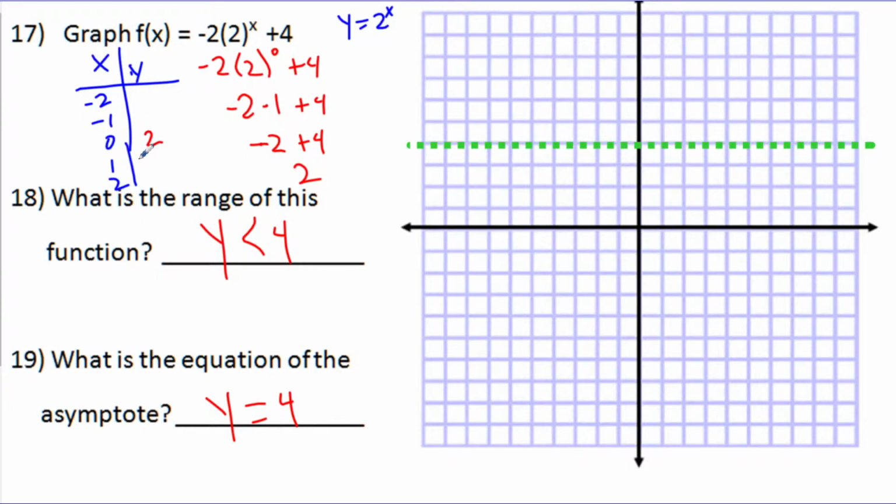I'm going to let you go through and do this by yourself. When I plug in a 1, I'm going to get -4 plus 4, which is 0. When I plug in 2, it's going to be 2 squared, which is 4, times -2. 4 times -2 is -8, and -8 plus 4 is -4. And then on the other side, here's where we have to start thinking about what negative exponents do.